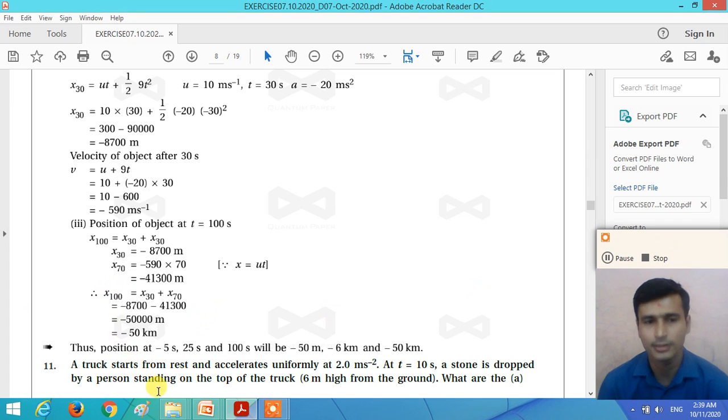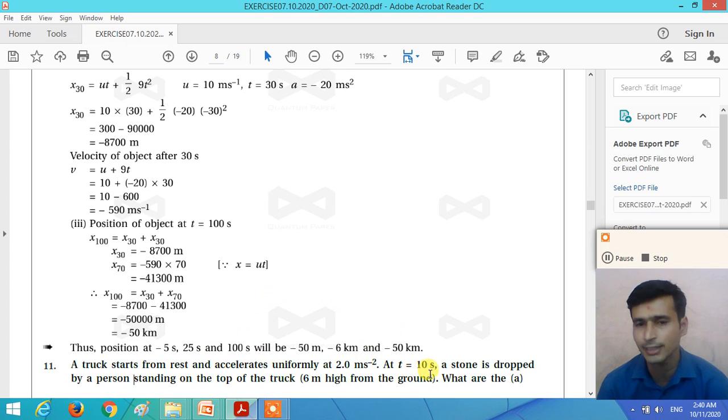A truck starts from rest and accelerates uniformly at 2 meter per second square. Here the truck is starting from rest. That means the initial velocity of the truck is 0, and it accelerates uniformly. Uniform acceleration is given to you: 2 meter per second square.